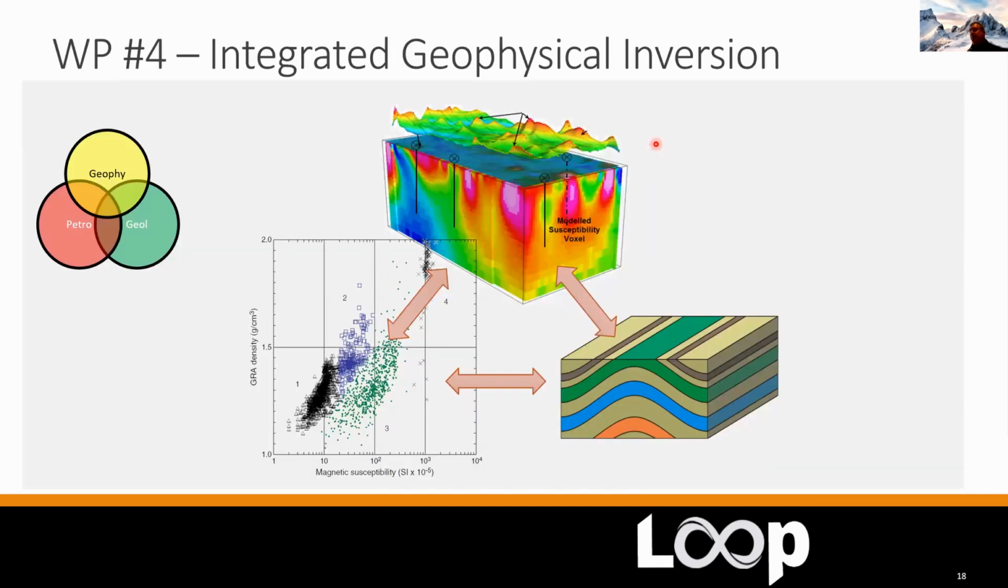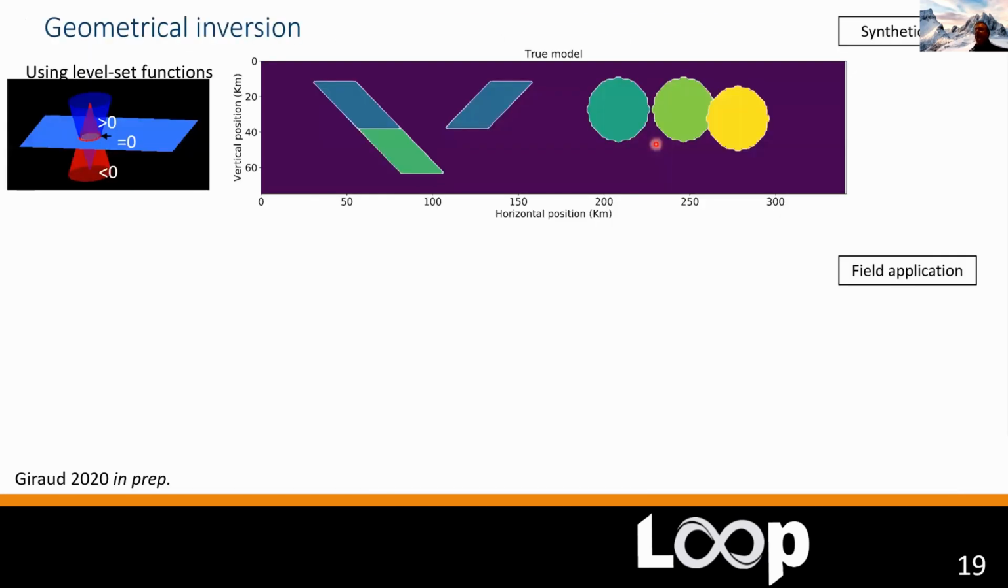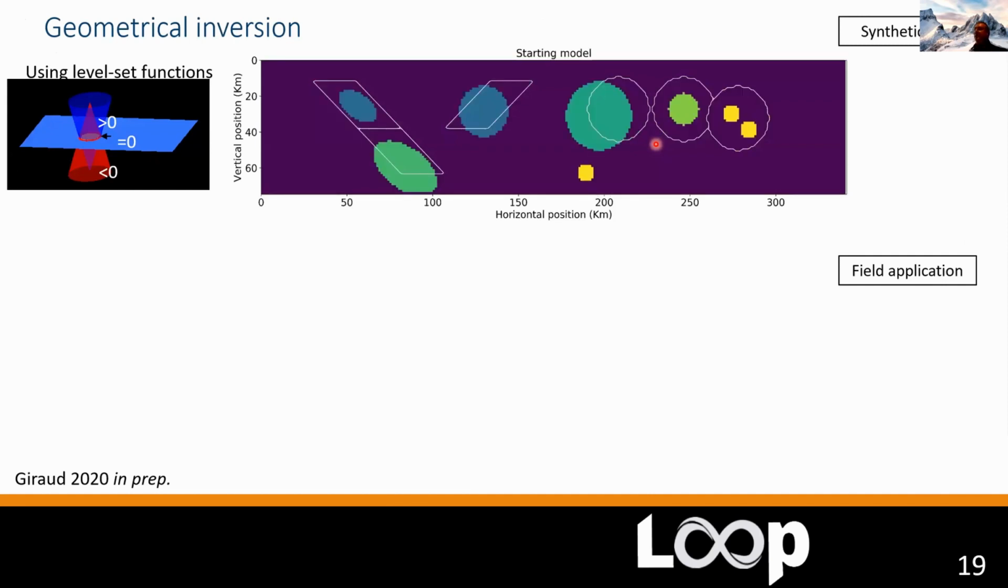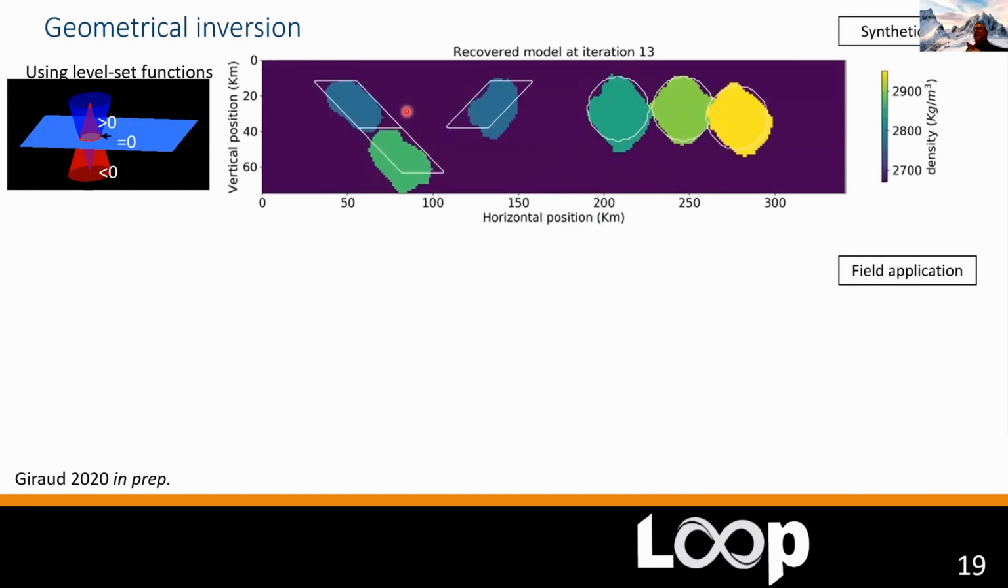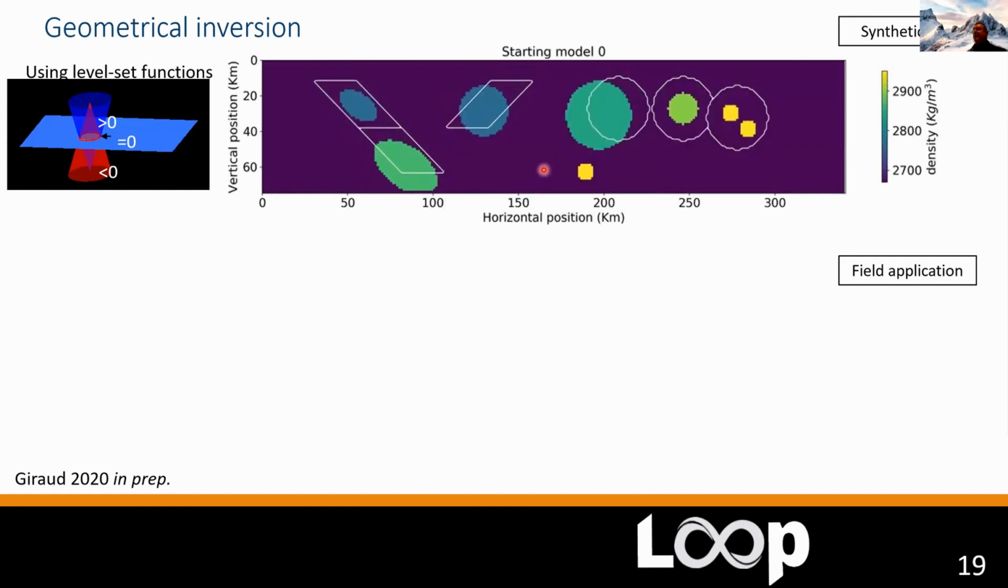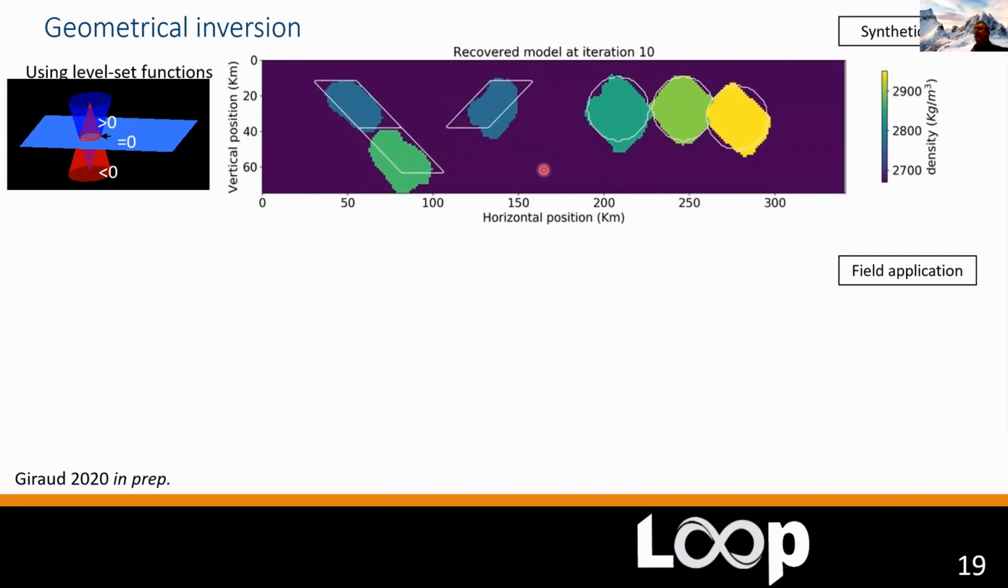So yes, we want to use everything we can. And these are examples. So this is an example of deformable geology with a level set function. These are very simplistic, obviously, but what we're doing here, we're trying to recover the cross sections with the white outline. And this is the starting section.